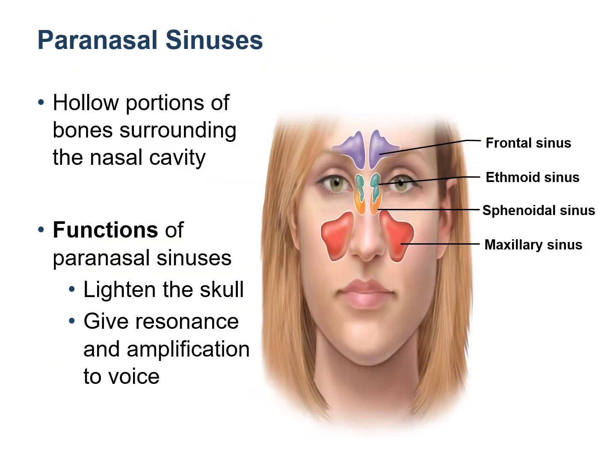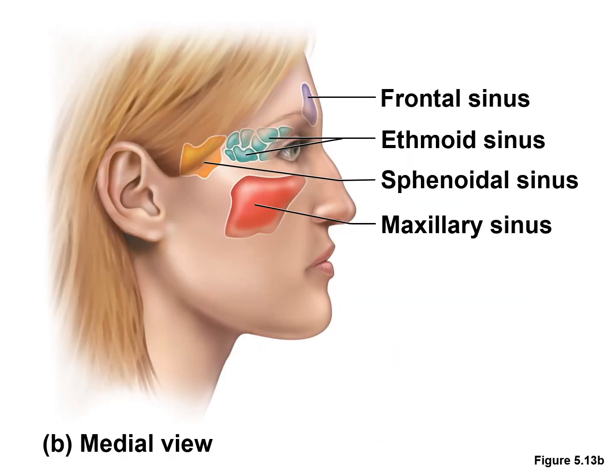Paranasal sinuses. A sinus means a hollow or an empty space, and there are hollow spaces around the nasal cavity. We have 4 paranasal sinuses. These are the frontal sinus, the ethmoid sinus, sphenoidal sinus, and maxillary sinus. The function of these sinuses is to keep the weight of the skull light. It also provides resonance and amplification to your voice. So that's why when a person has cold and cough and there is mucus in the paranasal sinuses, the voice sounds different. This is another view of the paranasal sinuses.